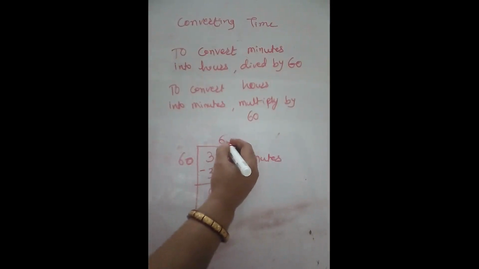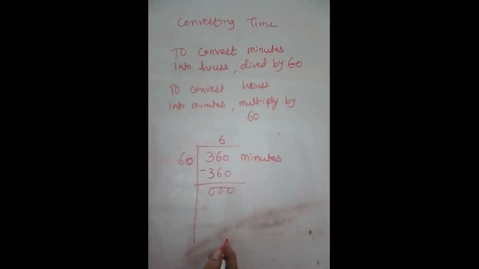So this means 360 minutes is equal to 6 hours.